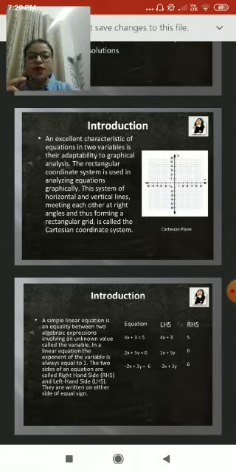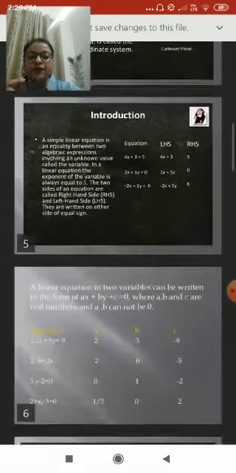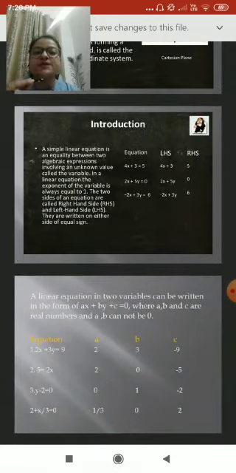Now, moving to our next slide, a simple linear equation, as I told you, is an equality between two algebraic expressions involving an unknown value called the variable. In a linear equation, the exponent of the variable is always equal to 1. I have already told you that the power, or the exponent, is always 1 since it is a linear equation. The two sides of an equation are called the right hand side and the left hand side, and they are written on either side of the equal sign.